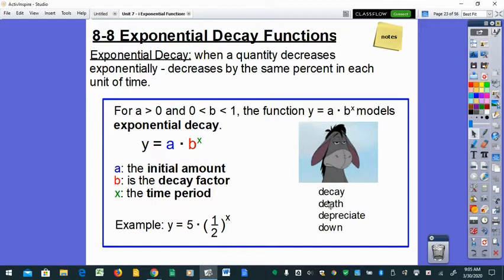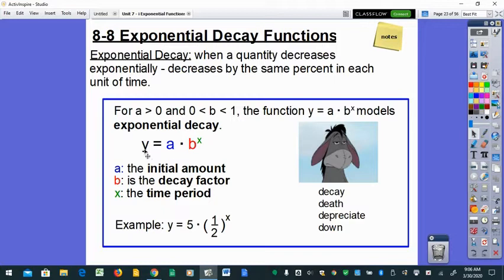It's when a quantity decreases exponentially. It's going to decrease by the same percent in each unit of time. Now, our start amount obviously has to be greater than zero. Otherwise, if you multiplied by a zero or negative number, it wouldn't really make sense. If you multiply by zero, this whole thing would get taken out. Today, our factor is going to be between 0 and 1, so it's less than 1. And that's what's going to clue us into things going down rather than increasing.